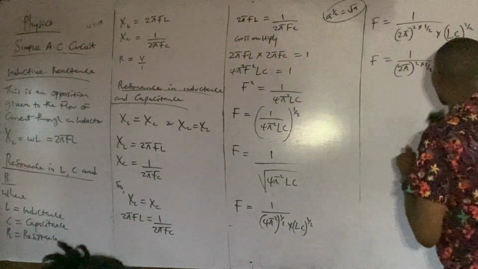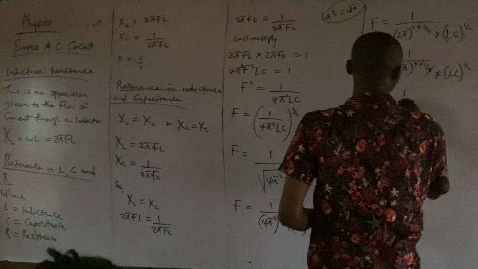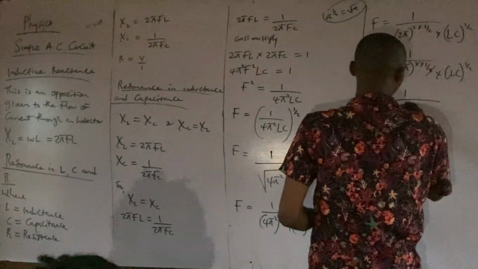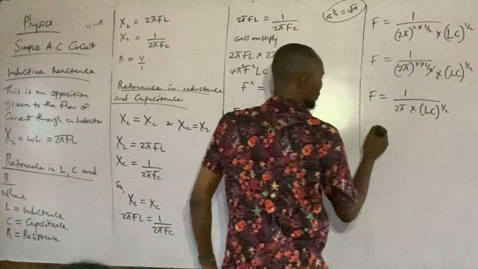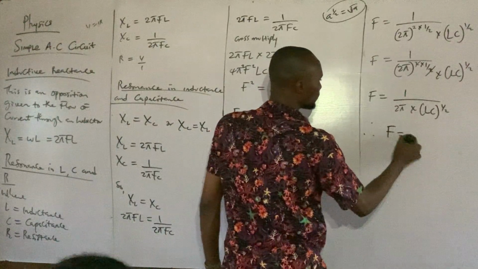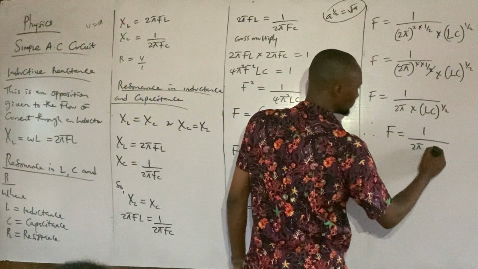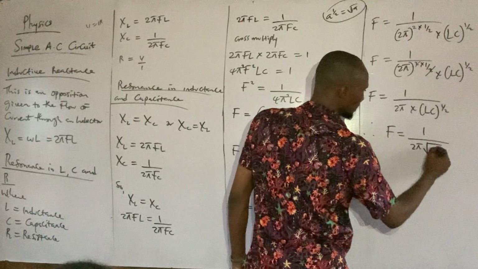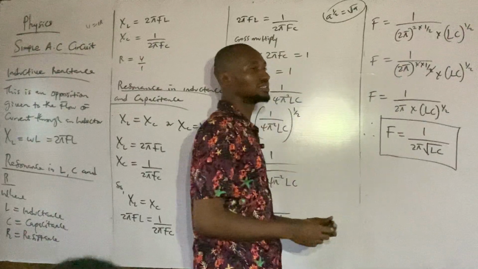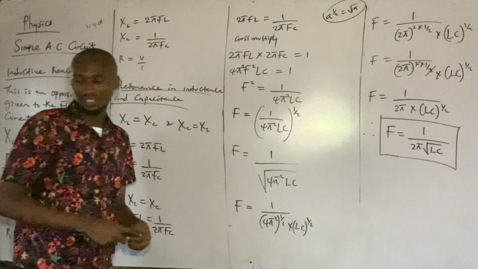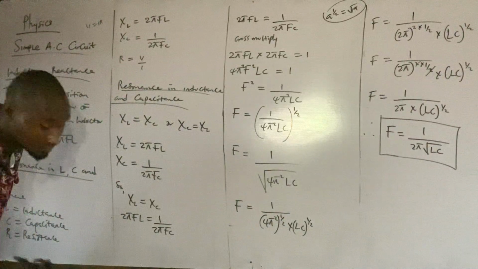So now, this we cancel out. F will be equal to 1 over 2 pi times bracket LC raised to 1 over 2. So therefore, F is equal to 1 over 2 pi root LC. This is how to find the frequency at resonance.